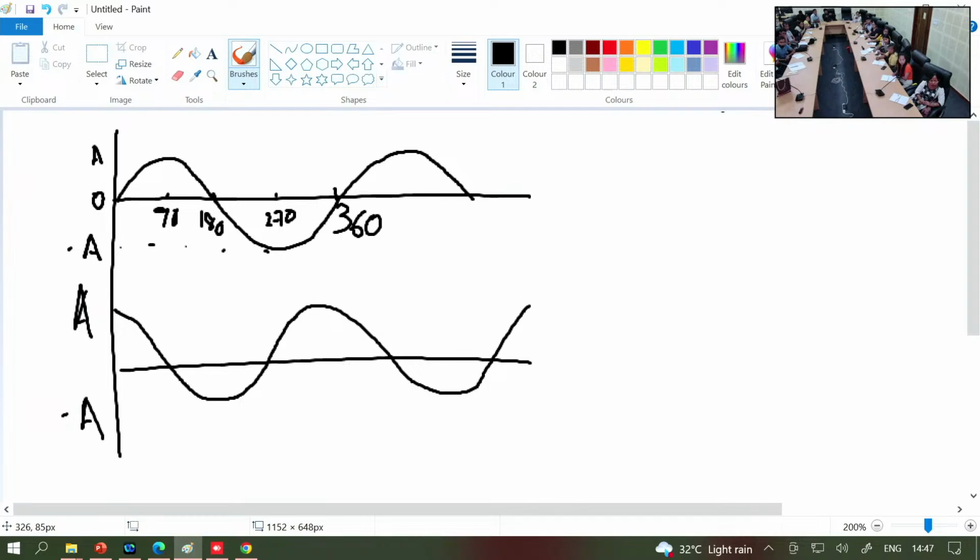In this case the phase is 90. Both of the waves are 90 degrees out of phase. The upper wave is a sine wave and the lower wave is a cos wave. Did you all understand? I'll explain once more.